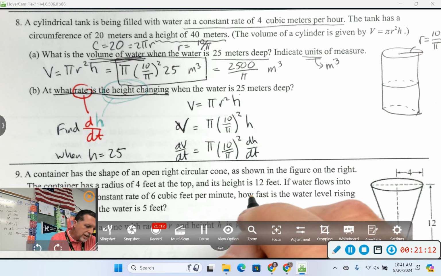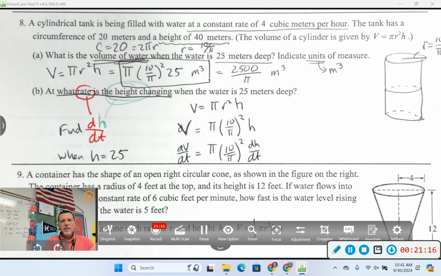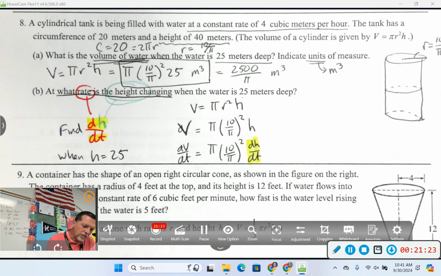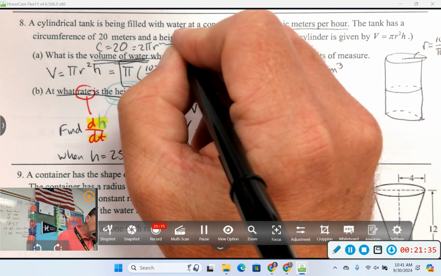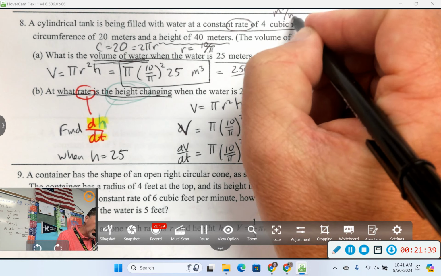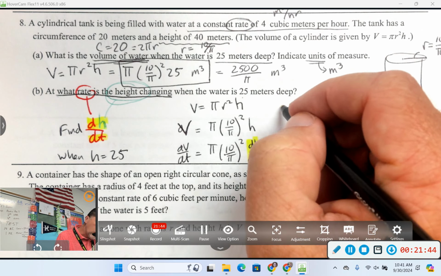dv dt, did they tell me dv dt? I'm trying to find dh dt. There it is in the equation, which means I better know what dv dt is. Did they give that to me somewhere? Yeah, that was the 4. Filled at a rate, and then meters are the units, meter cubed per hour, that's a hint. So dv dt is 4.